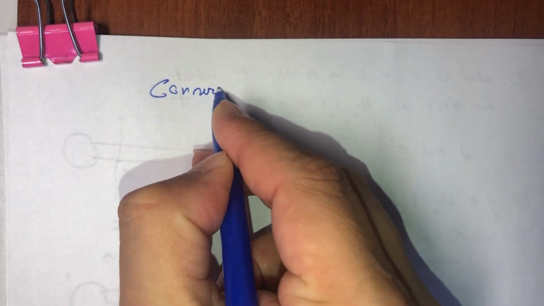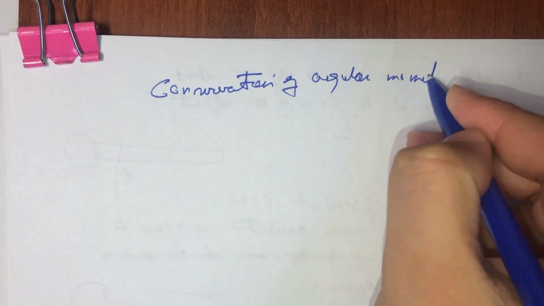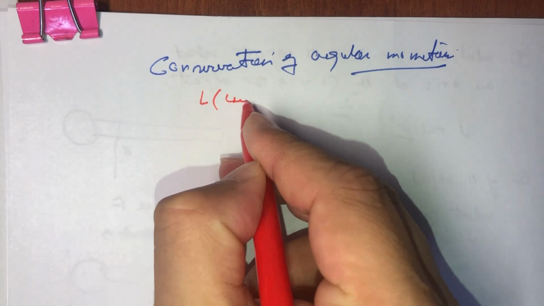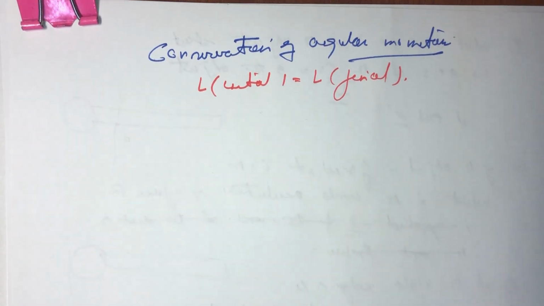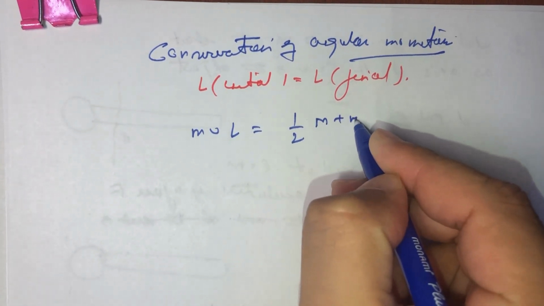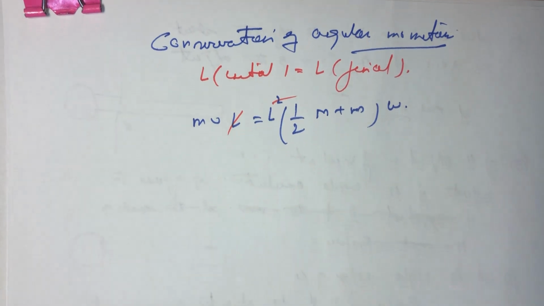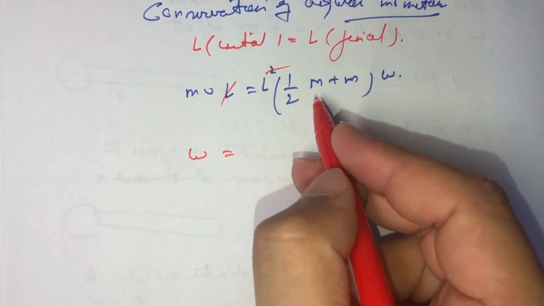Now we can use the conservation of angular momentum. L initial will be equal to L final. Angular momentum initial will be equal to angular momentum final. So simply substituting the value, we get mvL is equal to 1/3 M plus small m, taking L square as common, multiplied by omega. So this L goes with this square. So from here we can write that our omega will be equal to, this is 1/3, not 1/2.